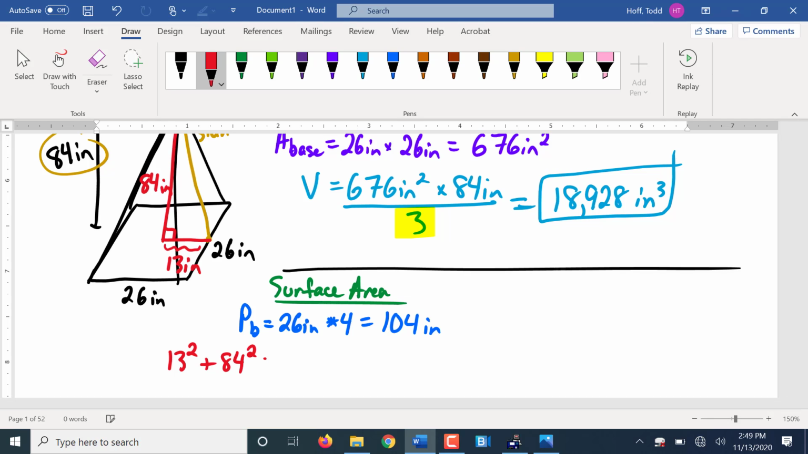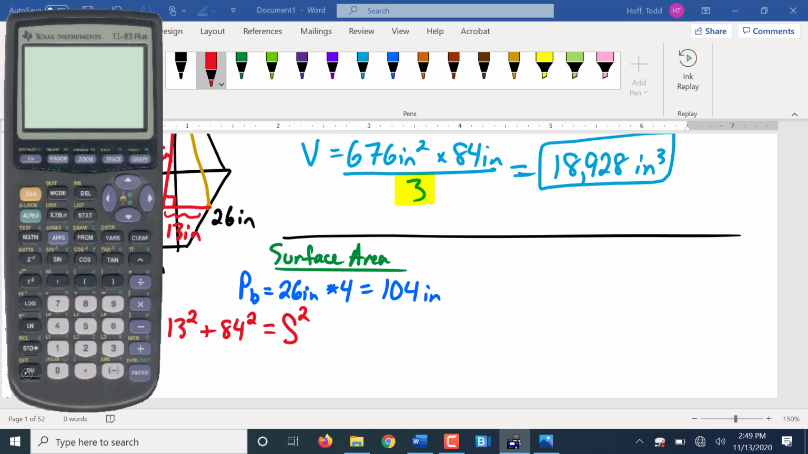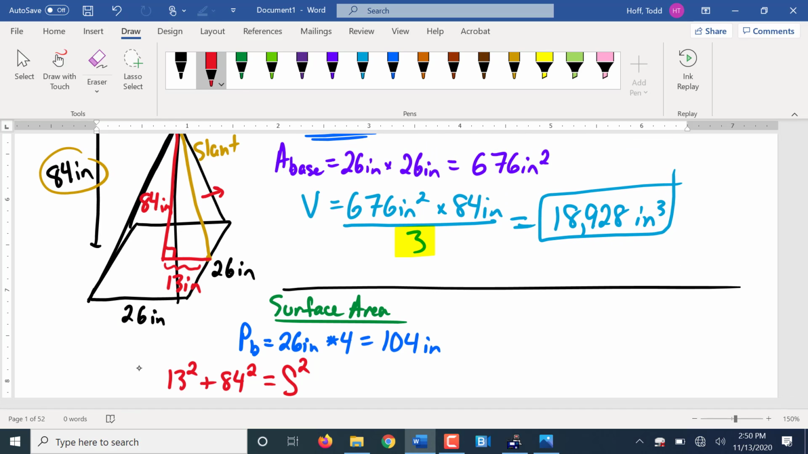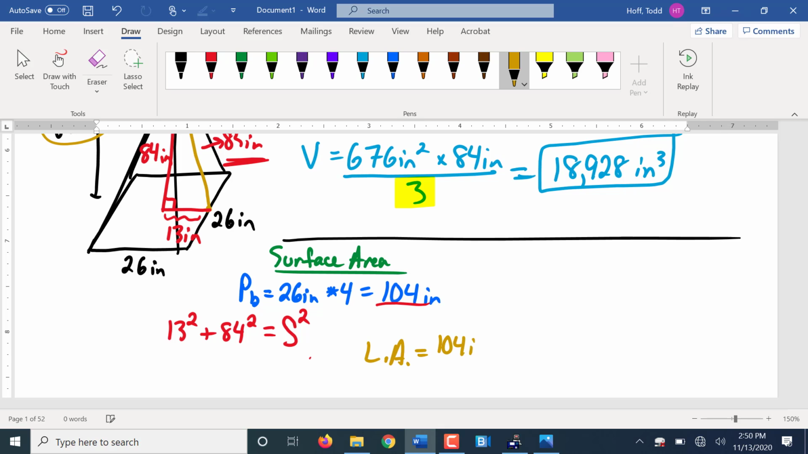A squared plus B squared, right? 13 squared plus 84 squared equals that slant squared. What do we come up with? Perfect. So we got a slant of 85 inches. That's what we use with the perimeter of our base in order to find our lateral area. So it's that perimeter of the base, 104 inches, times that slant of 85 inches.